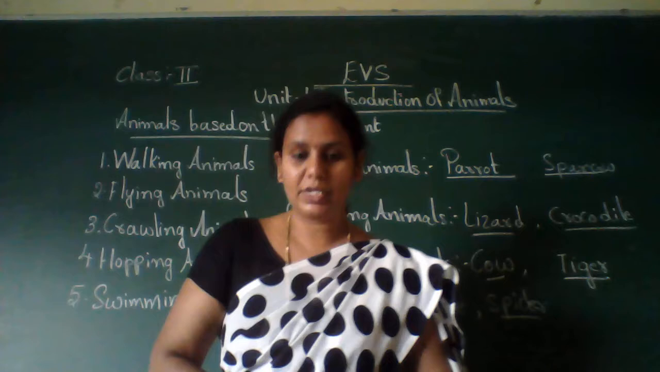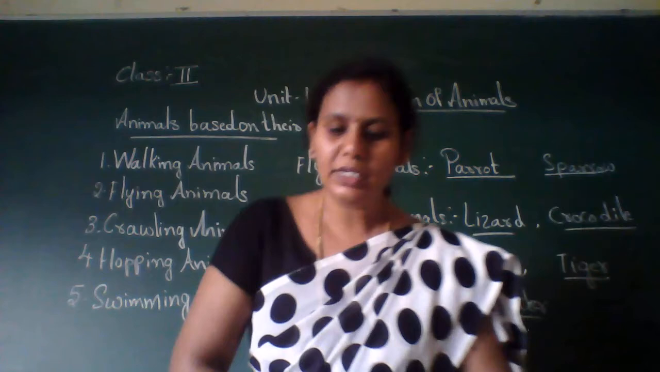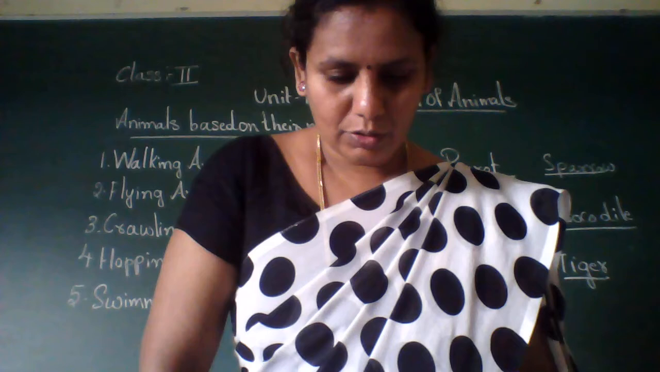On the table they have kept different types of food. All the animals are sitting around the dining table. Here also they have given some animal pictures. Crocodile, frog, fish. Is it they are given? A rhyme is also here. So I will read that one.